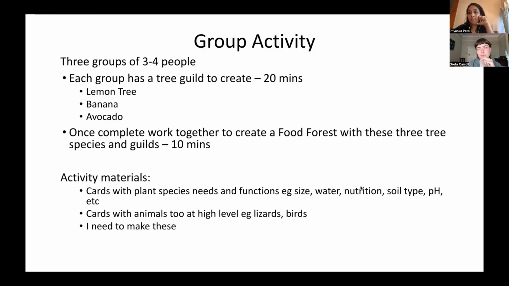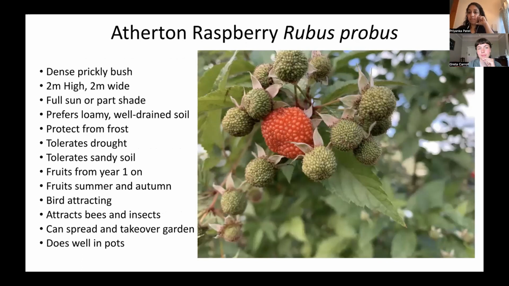And then the last slide, or second last slide, I was then going to get people to work in groups again. 3 trees, lemon tree, banana tree, and avocado, they'd work on one of those and create a guild. And then once they'd done that, we'd work together to create a guild with all 3 trees. And this would be an example of maybe some cards that I did or a table with all that information, so they'd have that information to work on.